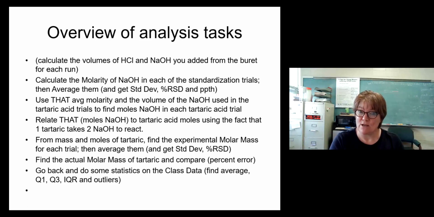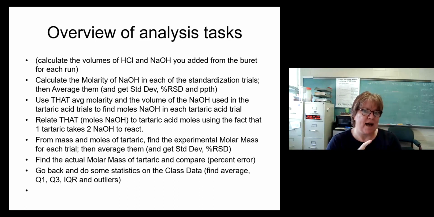Now remember, we weighed it out. So now we have a mass and we have a moles. Mass divided by moles gets us molar mass. So now we can calculate the molar mass experimentally for each of those 3 trials that you did of the tartaric acid. Once you have that, you can get an average, you can get a standard deviation, percent relative standard deviation. Then I want you to say, okay, but I can look up the chemical formula of tartaric acid and go find its molar mass from the periodic table and figure out what it really should have been. Once I have a known, this is what it really is, here's your experimental average, now you can compare them and do a percent error and see how close of a job did you do.